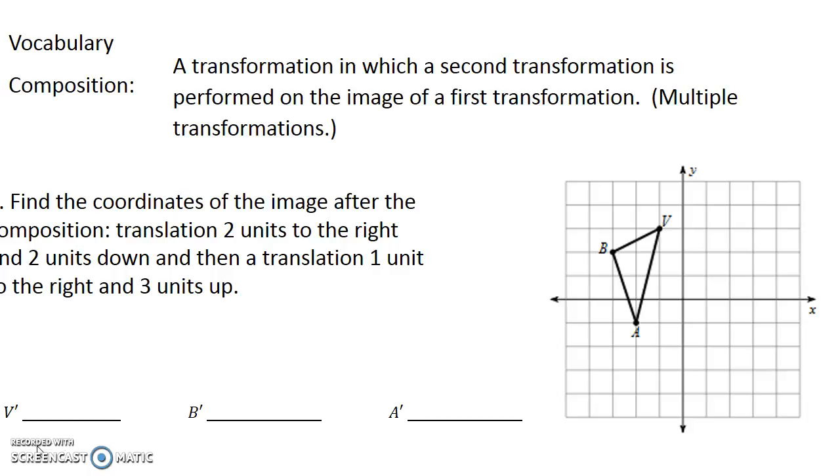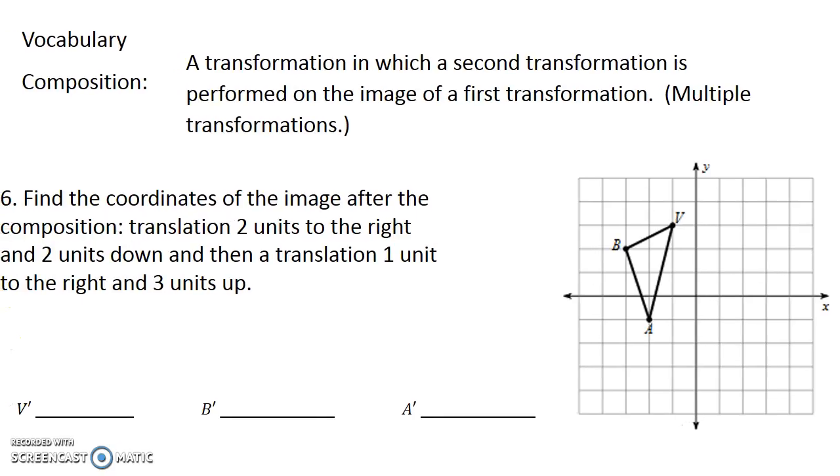So the directions for this one say find the coordinates of the image after the composition of a translation 2 units to the right and 2 units down, and then a translation 1 unit right and 3 units up. So if I just take that pre-image, what we're starting with, and move it 2 right and 2 down, this is where you'd end up.